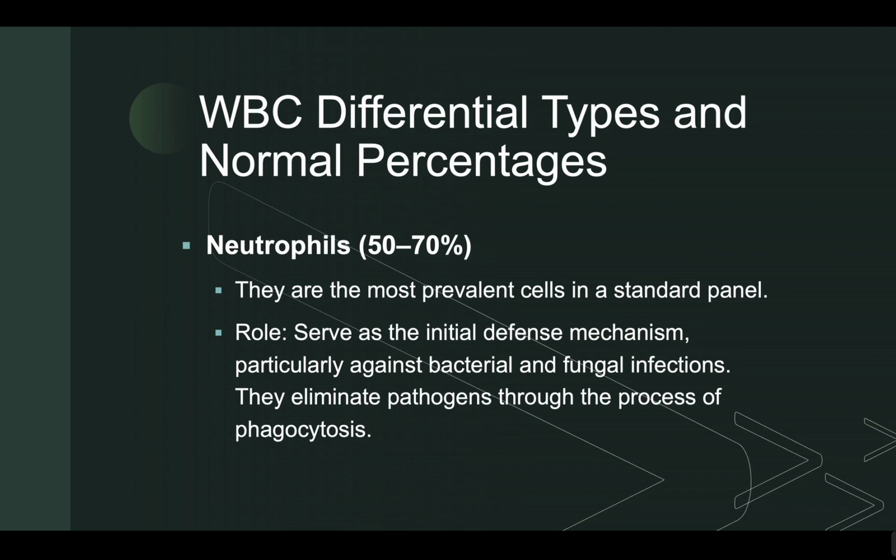The role of the neutrophil is essentially to be the first line of defense against infections, against invaders that want to invade the body. This acts particularly against bacterial and fungal infections. They act like an engulfer. They go to the site of the infection and engulf whatever pathogen is coming into the body. This process is called phagocytosis.